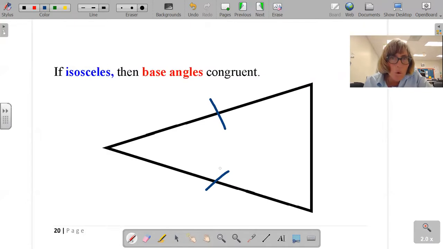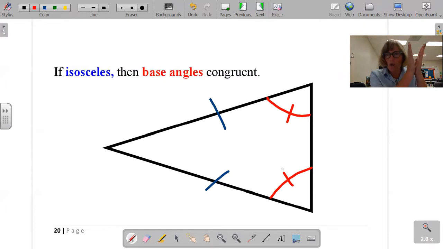Here's a basic rule of thumb. If a triangle is isosceles, base angles are congruent. We started with the fact that the longer the side, the bigger the angle, and the shorter the side, the smaller the angle. So there's an association between the sides and the angles.